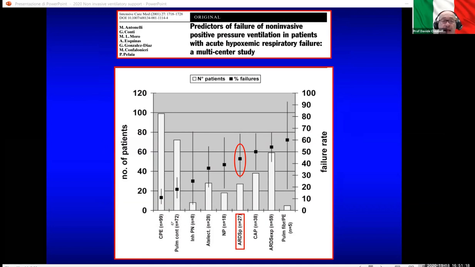In this figure are reported the percentages of failure regarding the underlying disease. For example, patients with cardiogenic pulmonary edema treated with CPAP or pressure support have lower than 10% failure. But look here, patients with severe ARDS can have a failure between 40-50%, so very high, my friend.